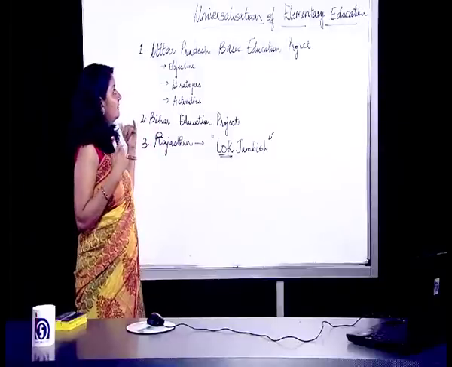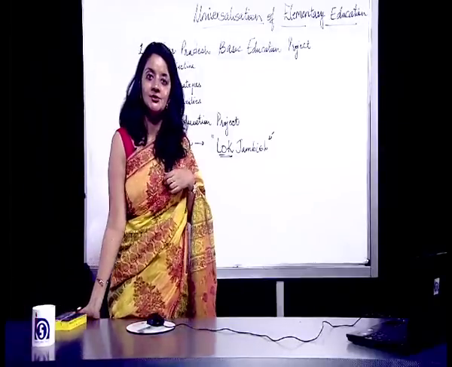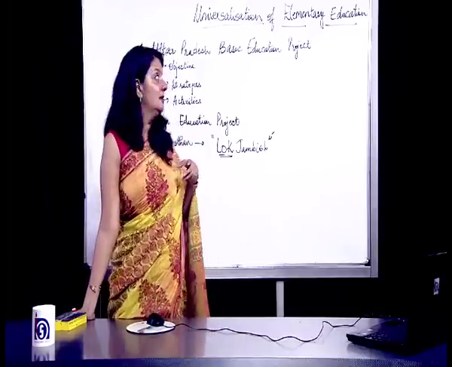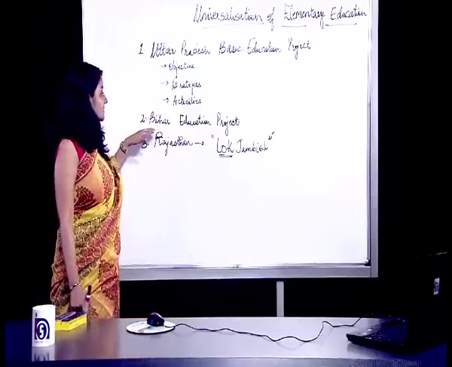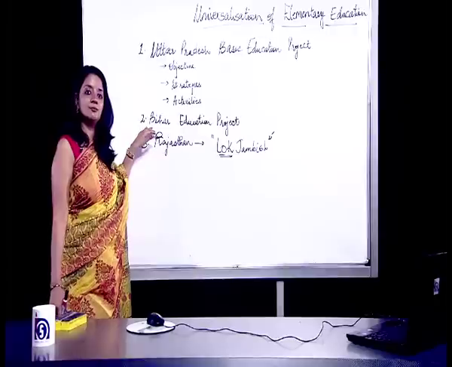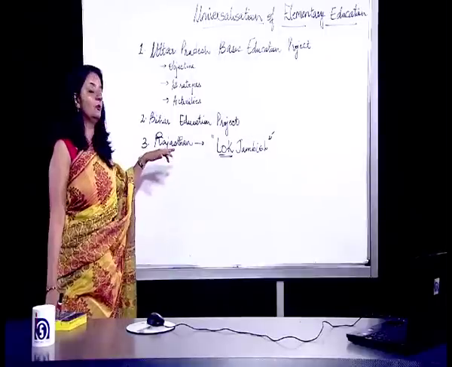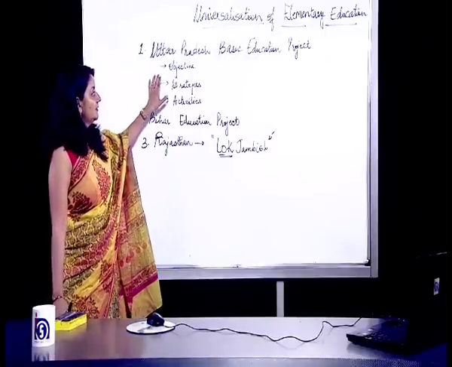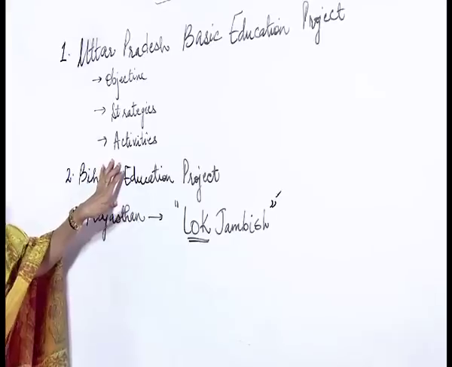So today we have discussed universalization of elementary education, its meaning, and then we discussed 3 projects. The first one is the Uttar Pradesh Basic Education Project, the second one is the Bihar Education Project, and the third one is the project from Rajasthan, Lok Jambish. And for all these 3 projects we studied their objectives, strategies and the activities under them.